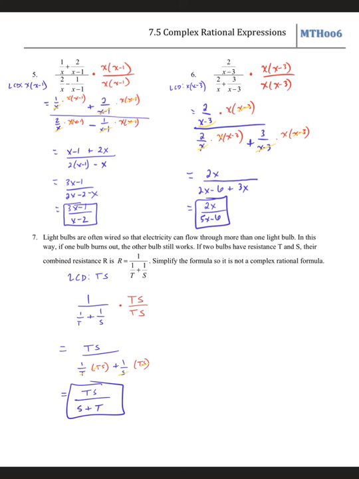Probably the most difficult part of these in 5 and 6 anyway, we're finding the least common denominators. If you're still having difficulty on that, make sure you go back to section, I think it was 7.3, and look at how to find least common denominators. If you're still having difficulty, please reach out and I can try to help you out in a different method.